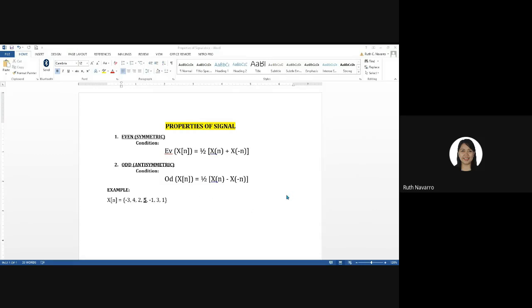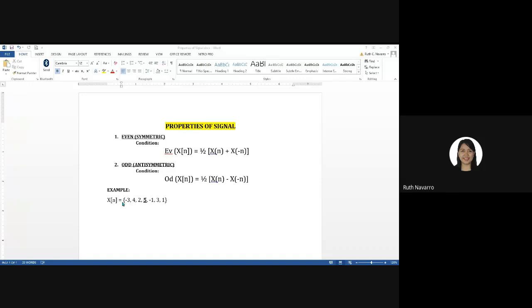Properties of signals. We have two types, the even and odd. For even, it is symmetric, and its formula is 1/2 of the summation of x of n plus x of negative n. For the odd signal, it is 1/2 multiplied by x of n minus x of negative n.